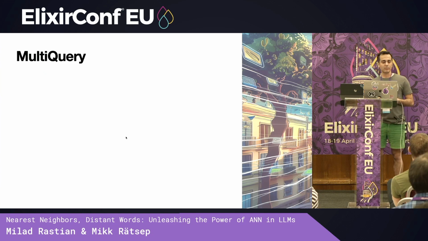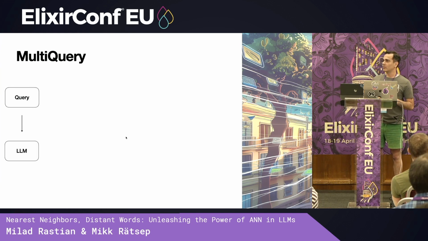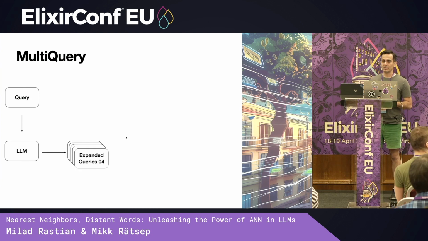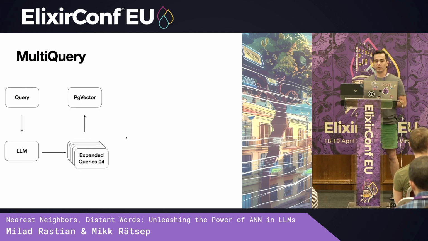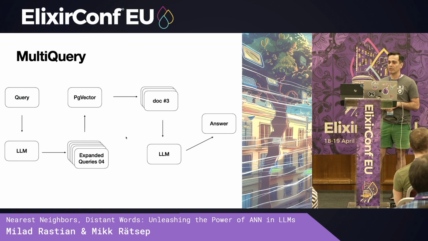The first approach is called multi-query or query expansion. The idea is that when a user gives you a prompt, you give it to an LLM and ask the LLM to provide more context to this question, maybe add some more questions related to this. And then you use the expanded queries to go to your database and find the similar contents, and then pick the top 3, for example, and give it to the LLM and get the answer.